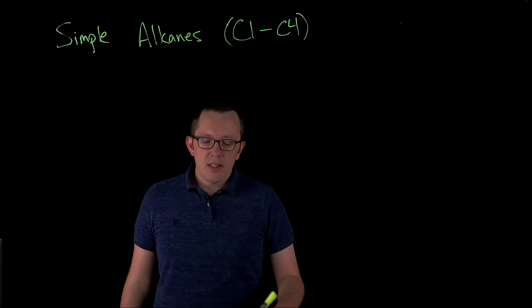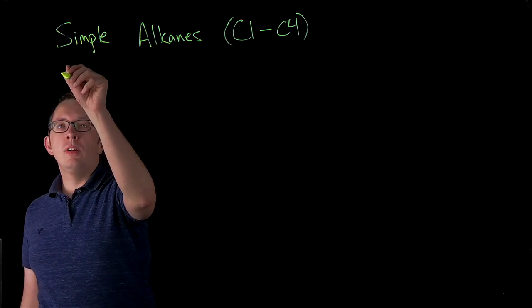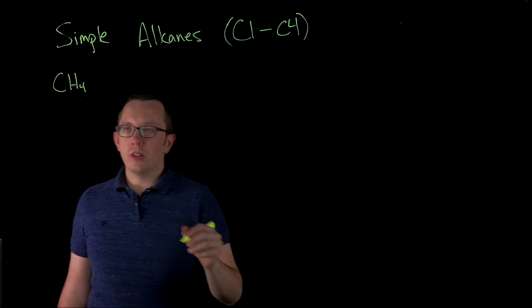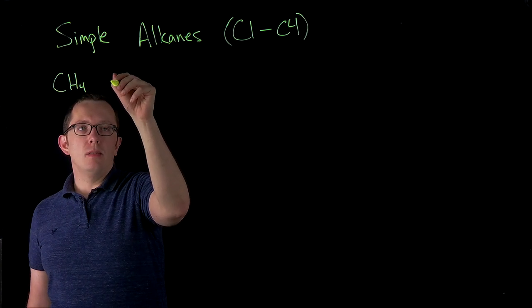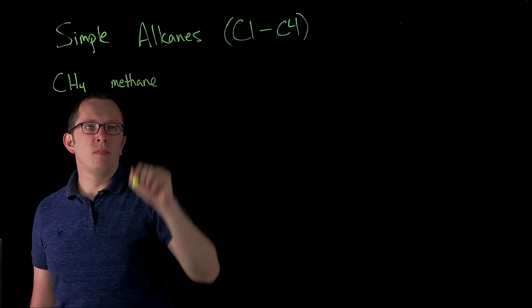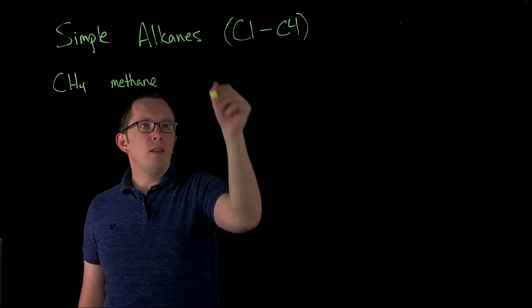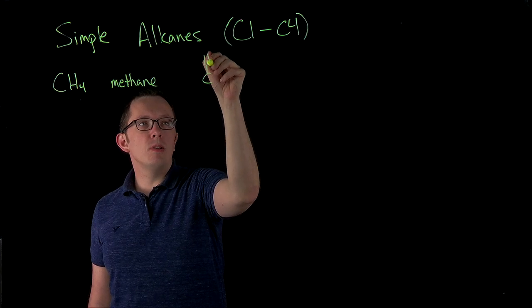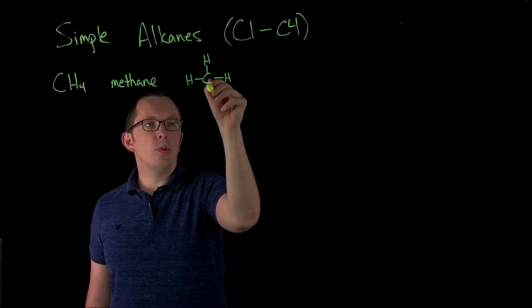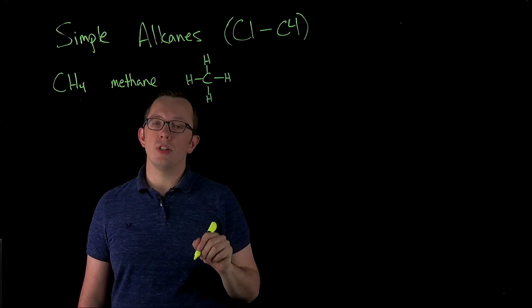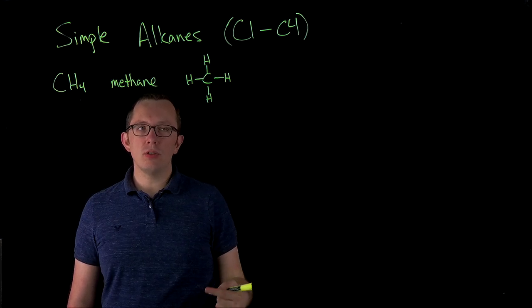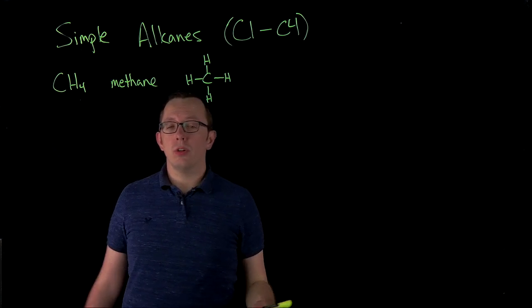So the simplest alkane structure we could have is CH4, and the name for this is methane. Okay, so methane, simplest hydrocarbon. Let's go ahead and draw it out. We have a central carbon and we have 4 bonds to hydrogen here. Okay, so we're going to keep adding carbons and hydrogens to make larger and larger structures.